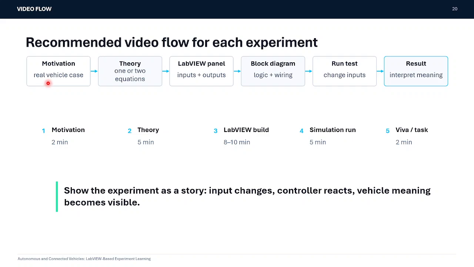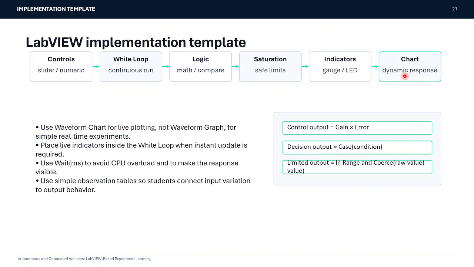Basically we understand the motivation, theory, the LabVIEW panel, and developing the block diagram with the logic, then run, test, and result. This is the flow we follow in the lecture series. In each lecture, I explain how to develop in the LabVIEW platform and how to use it for the logic and the situation indicator. You can do it in your hands-on training too. You can try it yourself: install your LabVIEW platform and try all five experiments.